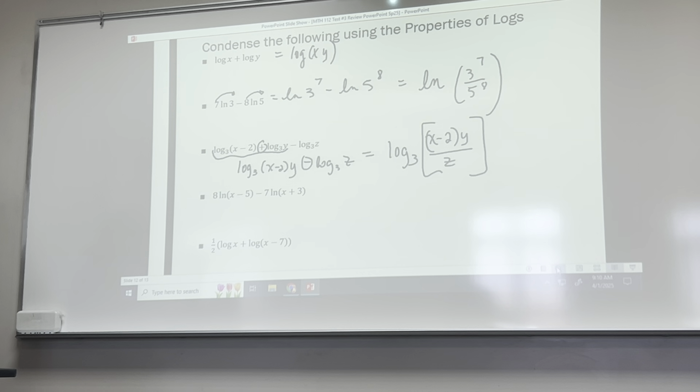The next one, exponents, I'll put those back up first. So natural log x minus 5 to the 8th minus natural log x plus 3 to the 7th. And then since it's subtraction, that's quotient rule. So natural log of x minus 5 to the 8th over x plus 3 to the 7th.